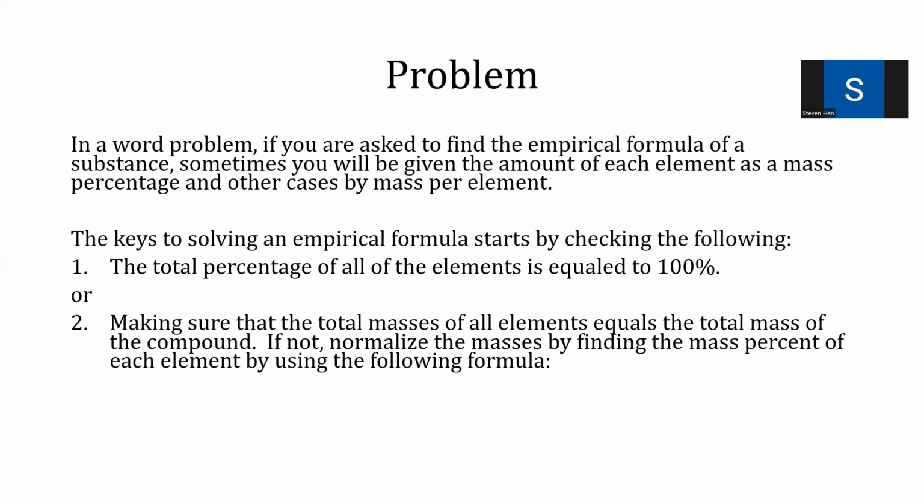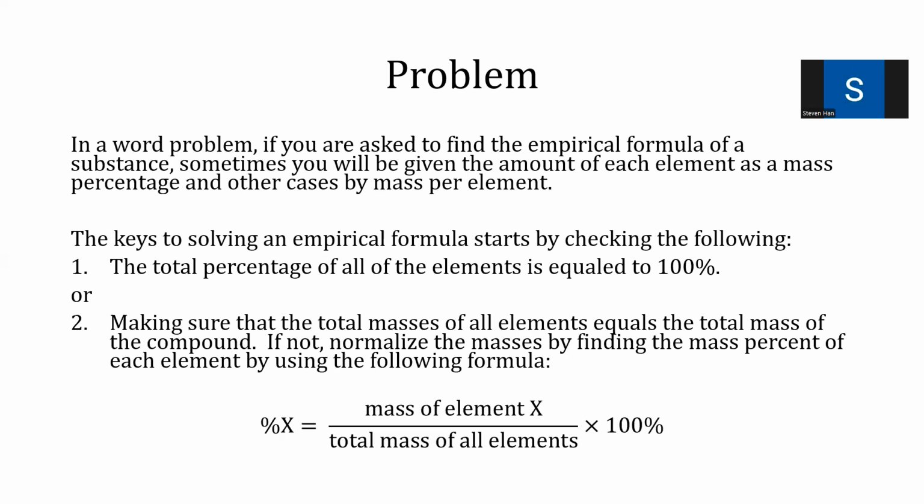If not, normalize the masses by finding the mass percent of each element using the following formula. Percent of X equals the mass of element X divided by the total mass of all elements times 100%.